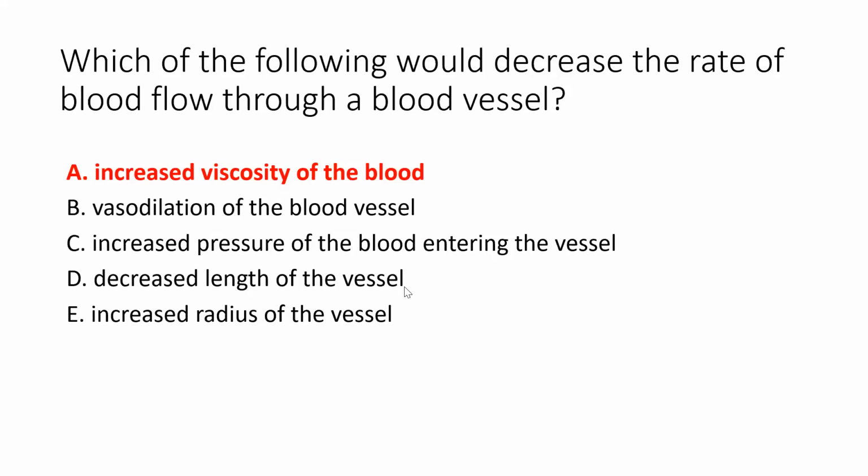If I vasodilate the blood vessel, which is synonymous with increasing the radius of the vessel, so once again, B and E are the same idea, I'm going to make it easier for blood to flow by decreasing that impedance or resistance. And then option C, if I increase the pressure, that obviously will not decrease flow, that's going to increase flow. And then option D, if I decrease the length of the vessel, I am going to decrease the resistance, and that is going to increase the flow.